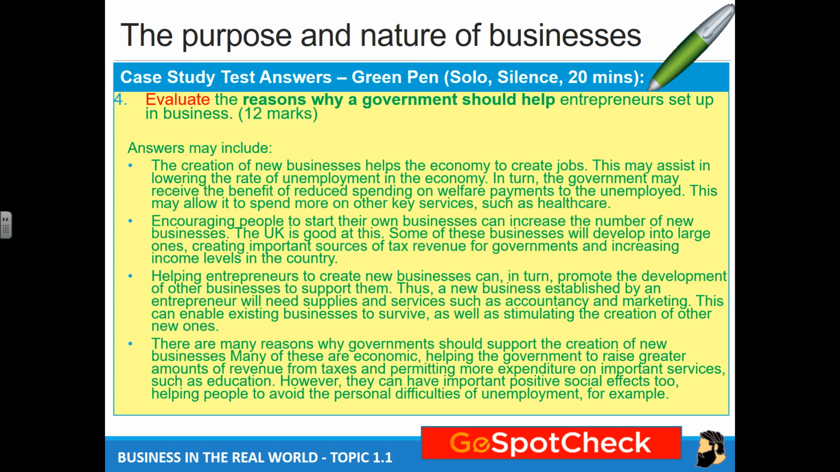Helping entrepreneurs to create new businesses can in turn promote the development of other businesses to support them. Thus, a new business established by an entrepreneur will need supplies and services such as accountancy and marketing. This can enable existing businesses to survive, as well as stimulating the creation of new ones. What we mean by this, boys and girls, is this.